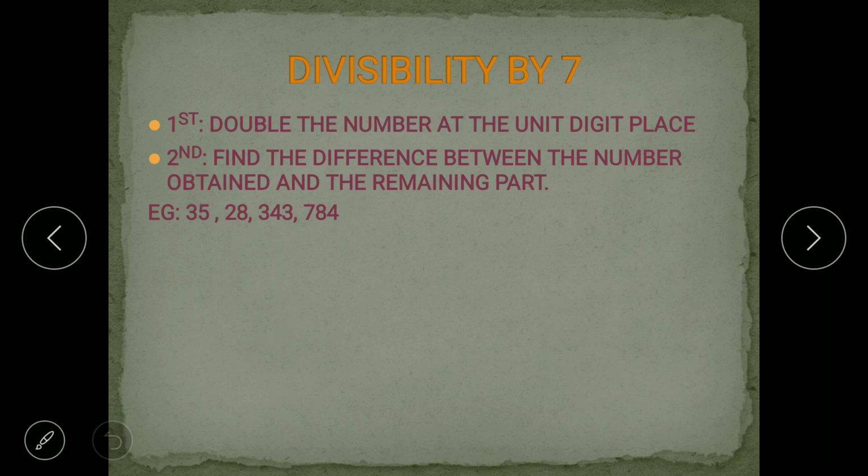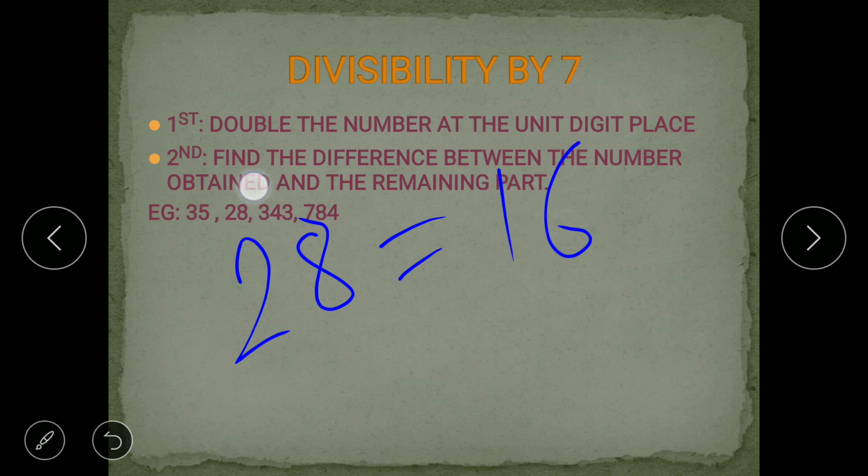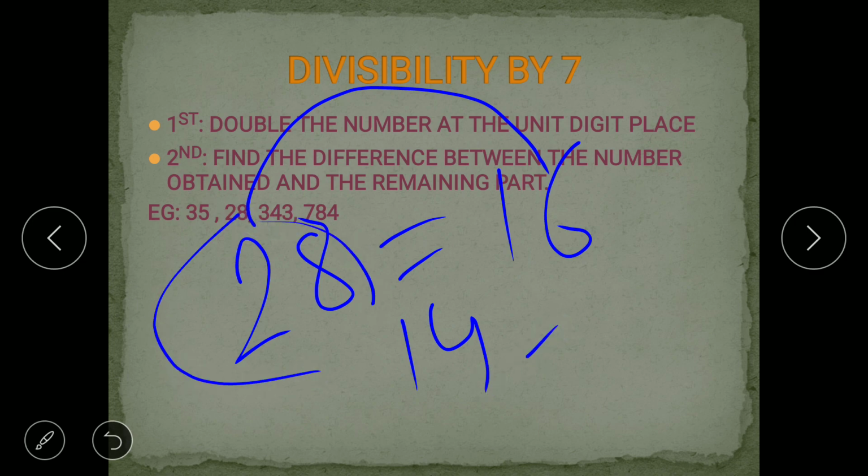Next, see the example. 28. Double the unit digit, it's 16. Find the difference between 2 and 16. It's 14. Yes, 14 is divisible by 7. Thus, the entire number 28 is also divisible by 7.